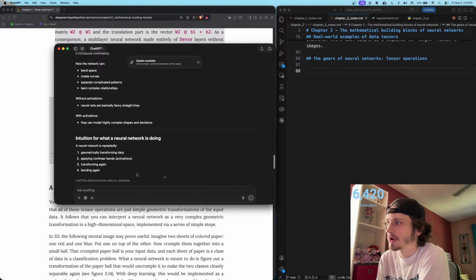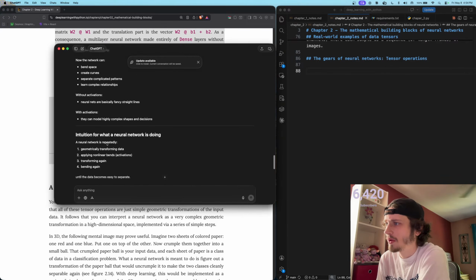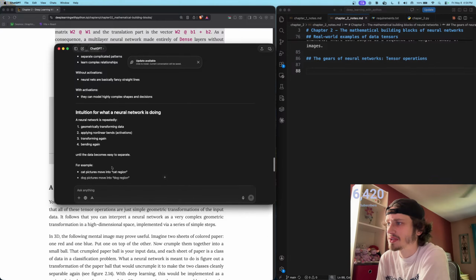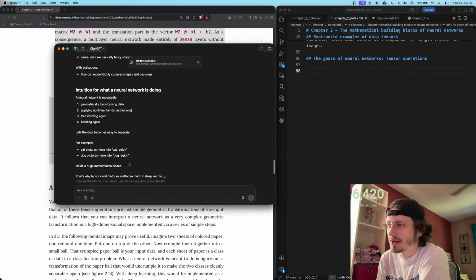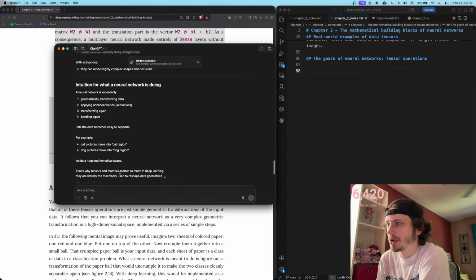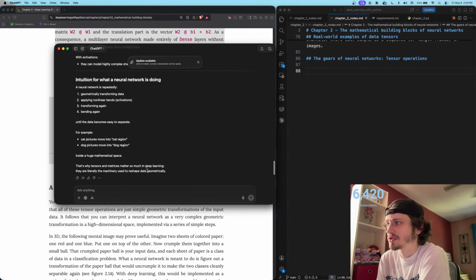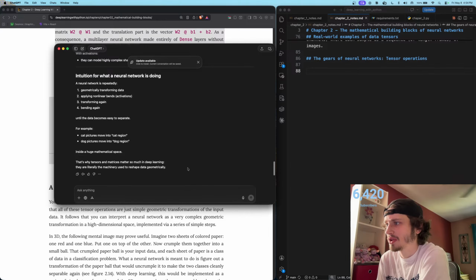Intuition for what a neural network is doing. A neural network is repeatedly geometrically transforming data, applying nonlinear bends, transforming data again, bending again, until all the data becomes easy to separate. A cat picture moves into the cat region, a dog picture moves into the dog region, inside a huge mathematical space. That's why tensors and matrices matter so much in deep learning. They're literally the machinery used to reshape data geometrically.